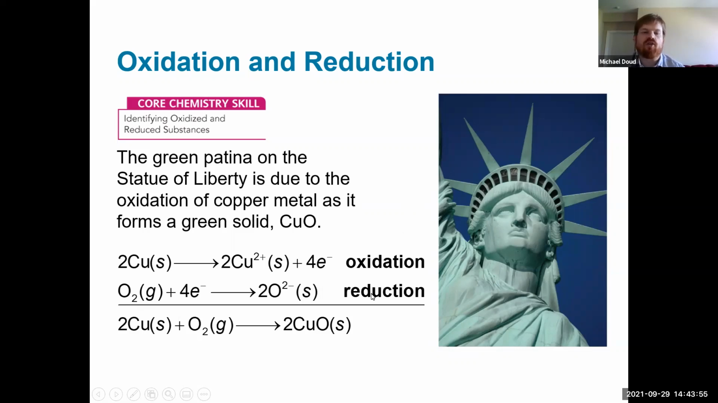The other way you can make sure you understand the reduction part is that when something gains electrons, its charge gets lower. It gets more negative. So that's the original starting point for this word reduction.